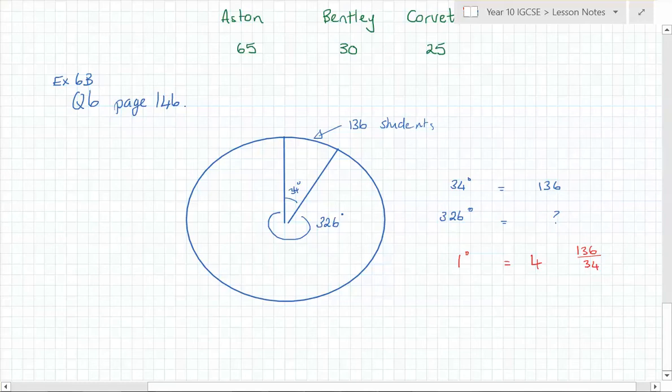Okay. So 1 degree is 4 students. So now what do I do? Alright, what would you do from that point? 47 times. So you do 4 times. No. 360. No, you do 4 divided by 336.